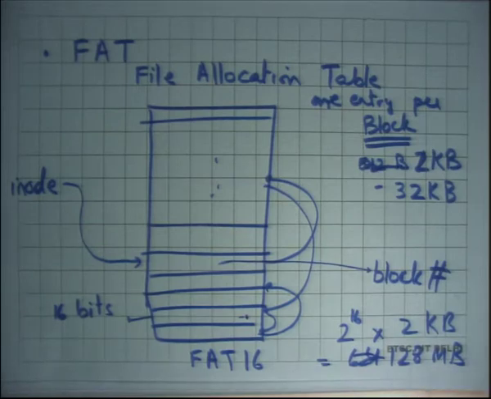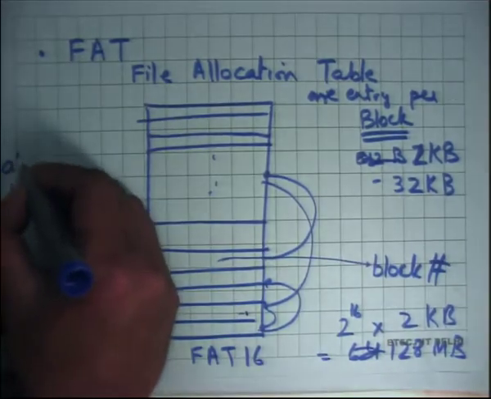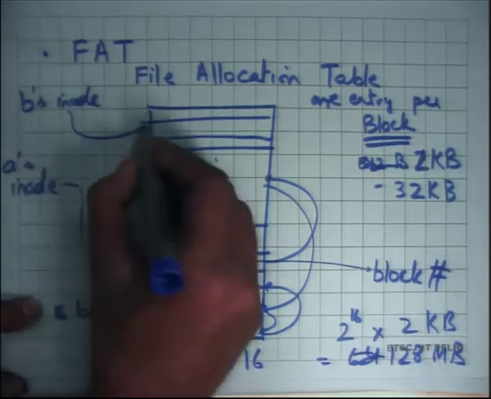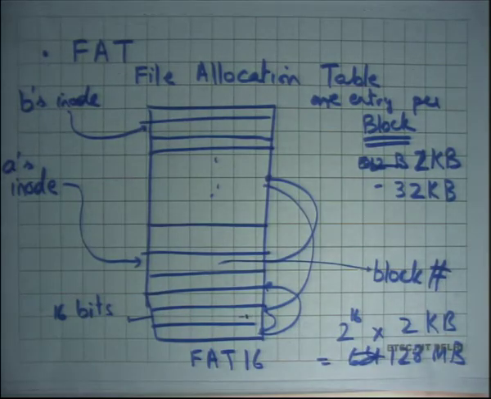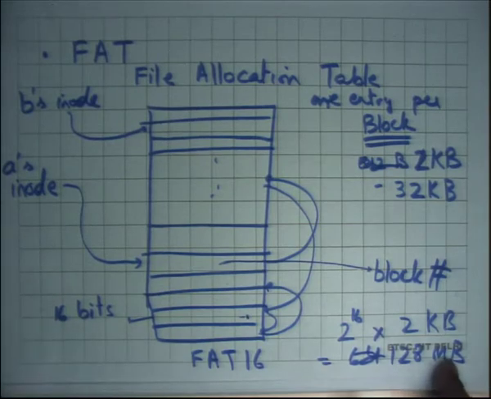So just to make sure that everybody understands this, let's say I have another file. Let's say this is A's inode and this is B's inode. Then B's inode will point somewhere else, and it will have its own linked list to follow, right? One block will only be part of one linked list, so one block can only be part of one file. There's no sharing of blocks between files, of course. So the FAT16 file system with the 16-bit entries could support a disk of at most 128 MB.